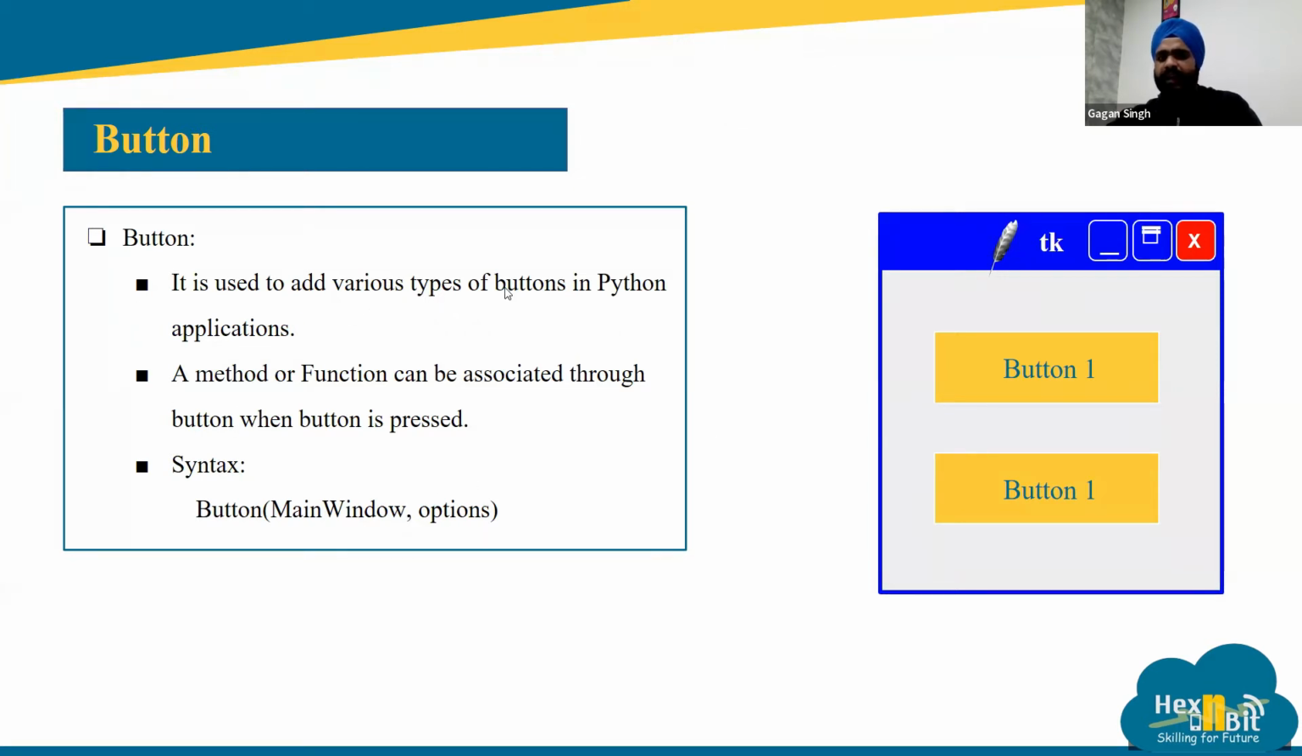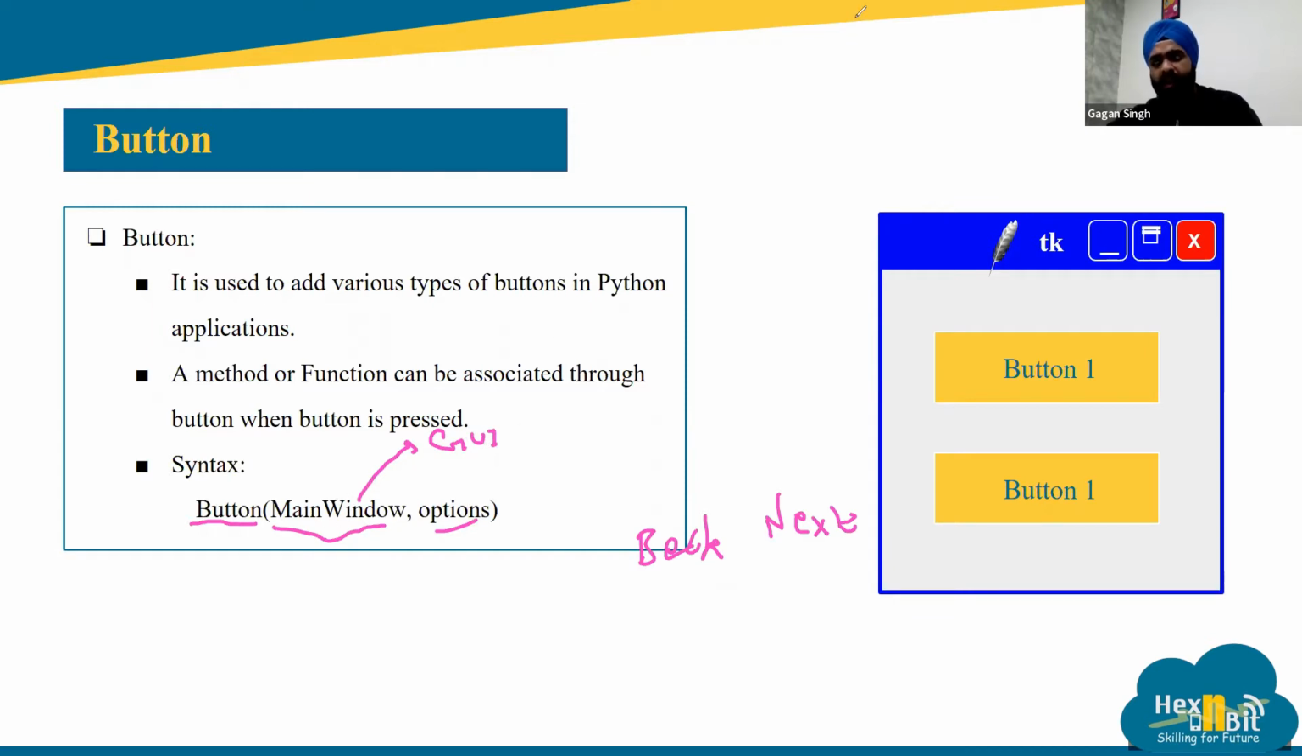So it is used to add various types of buttons in a Python application. A method or a function can be associated through button when a button is pressed. So you guys have seen this, like there are next, back, all these are generally buttons which are created over apps. So when you click over it, some command executes in the background. So the syntax for creating button is you need to create an object of button, main window, comma option. This main window is basically the name of the GUI screen. Whatever name or the object you are going to create for it, that you need to mention here.